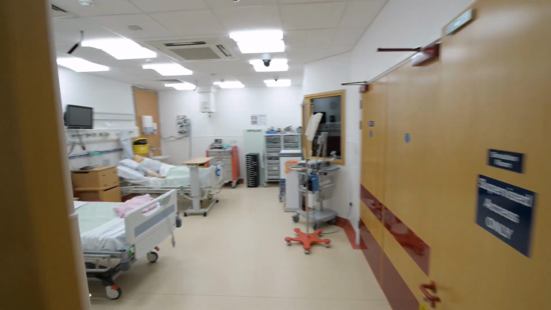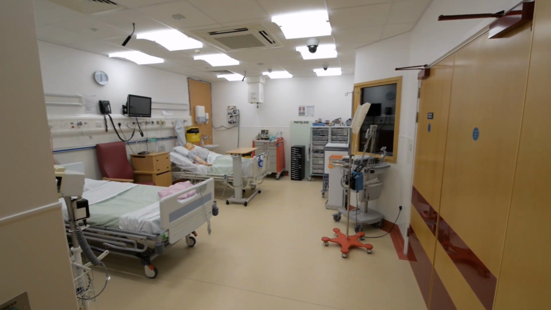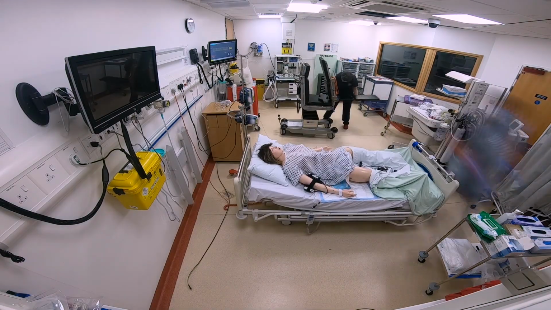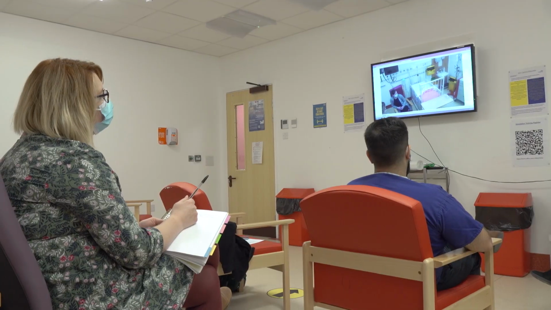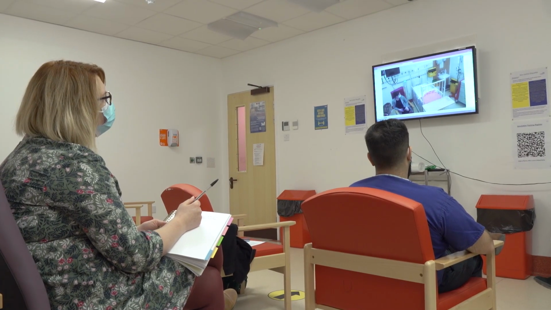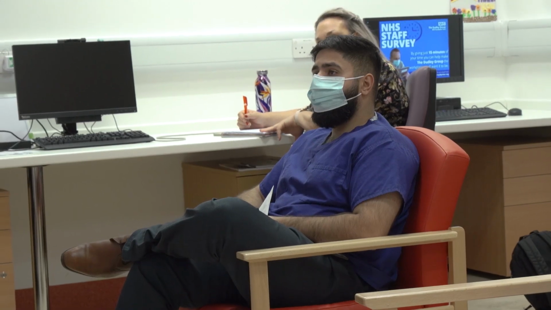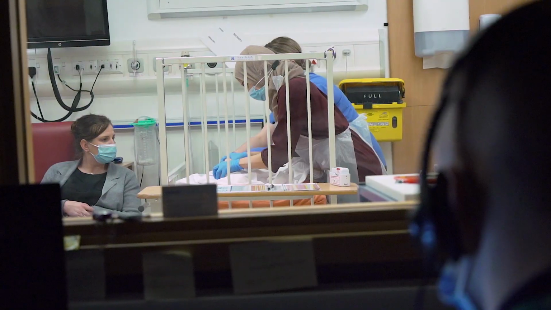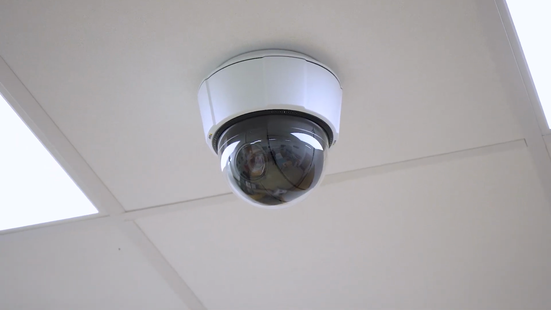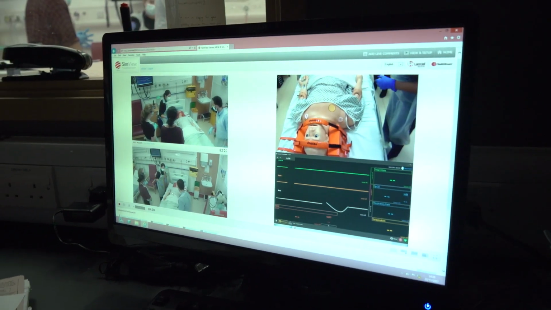So the Simulation Centre is made up of a 2-bedded ward area. We can change it into anything that we want to. We've changed it into a doctor's surgery in the past. We've got a dedicated debriefing room where we can stream what happens in the sim suite. We use a lot of audio-visual equipment in our simulation sessions. Mostly that's to stream to other groups of staff who are watching the scenario themselves.